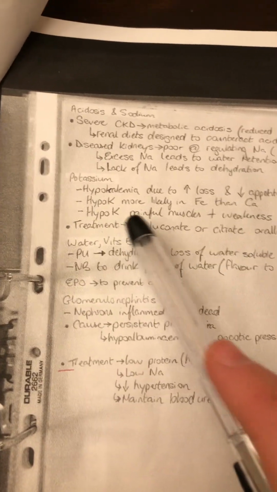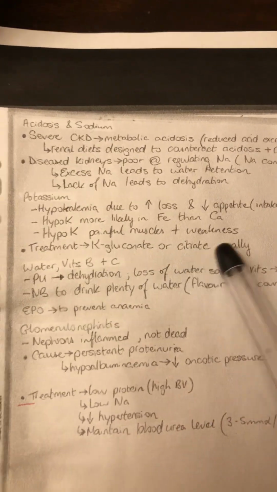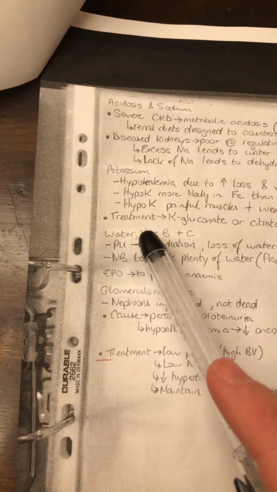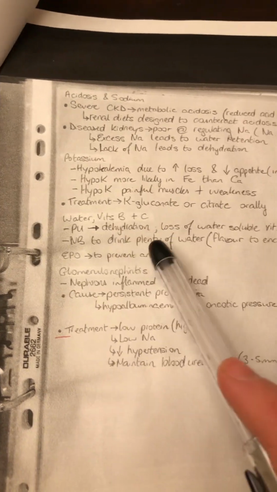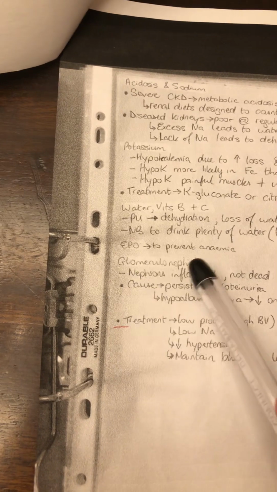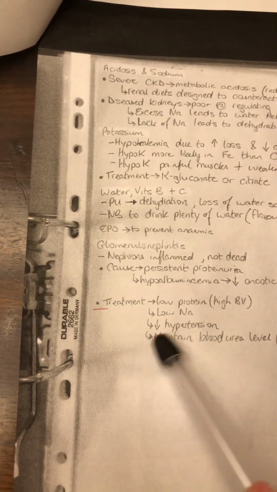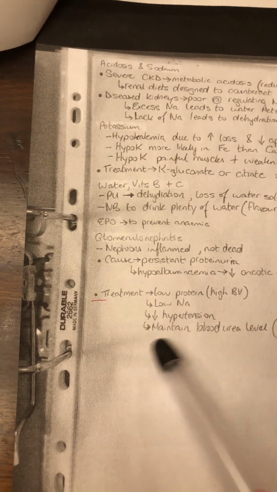The treatment is potassium gluconate and citrate orally. Water and vitamins. So polyuria leads to dehydration, and these vitamins are lost. Drink plenty of water and supplement. And glomerulonephritis, the treatment is low protein, low sodium, decrease hypertension, and maintain the blood urea level.